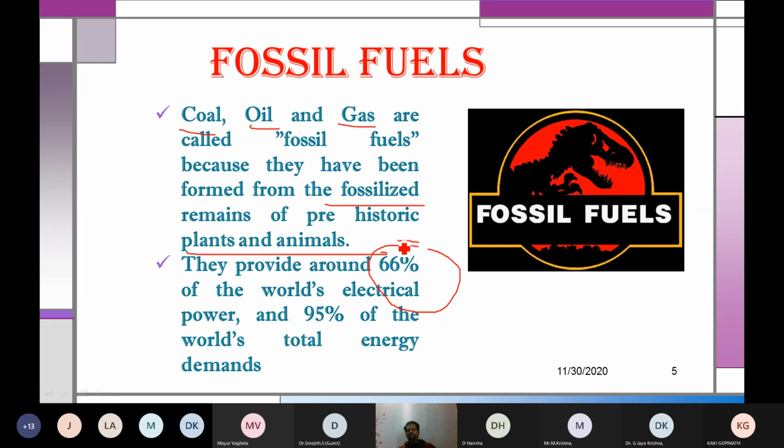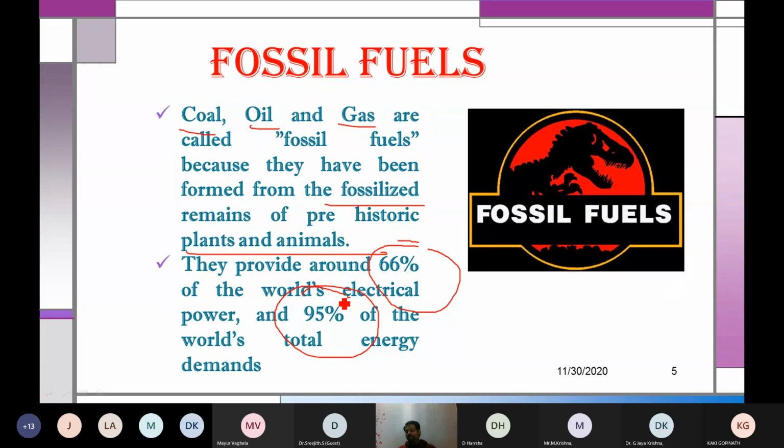see, fossil fuel is not only used for generating electric power, right? Fossil fuel is used for generating electric power. Fossil fuel is used in your vehicles, right? In aircraft, everywhere fossil fuel is used. So if you see as a whole, around 95% of the energy is from fossil fuel only.